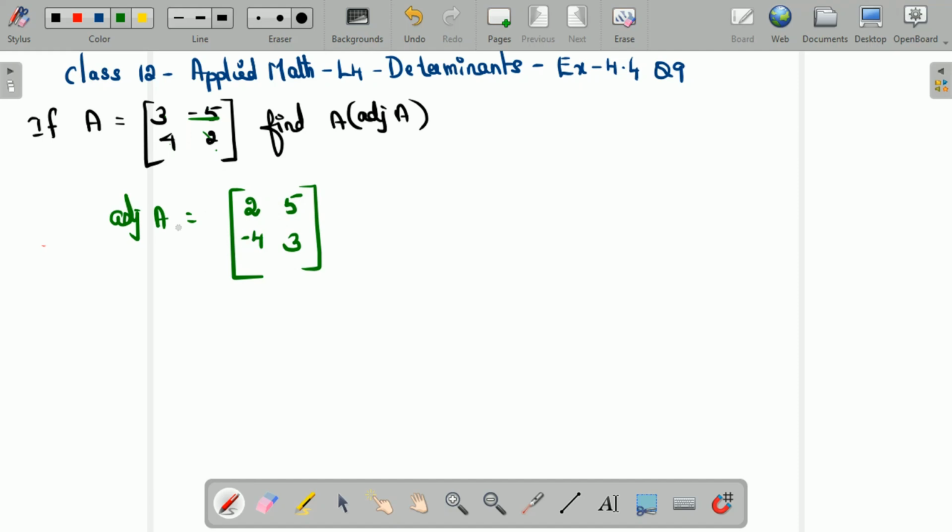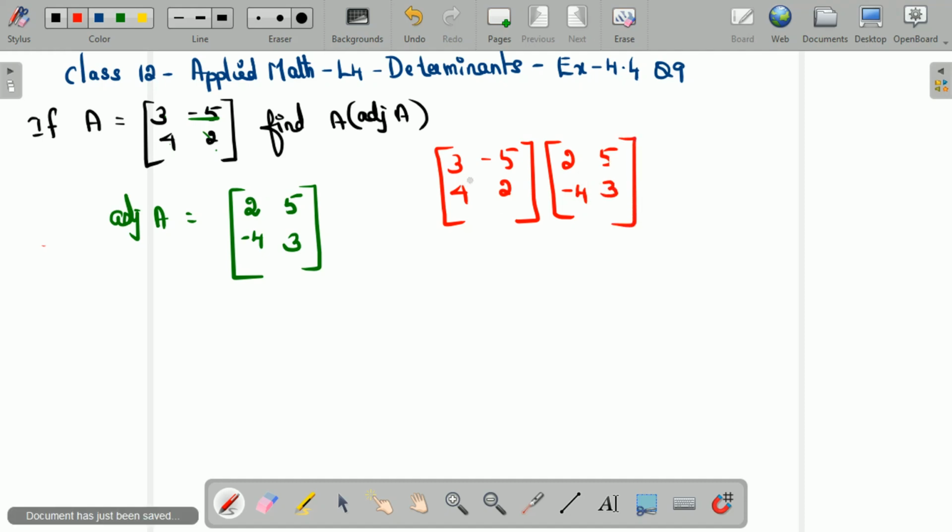Now that you have adjoint of A, let's do matrix multiplication. So we are going to multiply [3, -5; 4, 2] with the adjoint which is [2, 5; -4, 3]. So let's start this row with this particular column. So this is 3 into 2 is 6, plus minus 5 into minus 4 is plus 20. So now for this particular row to here, 3 into 5 is 15. Then plus 3 and minus 5 multiplied is another 15.